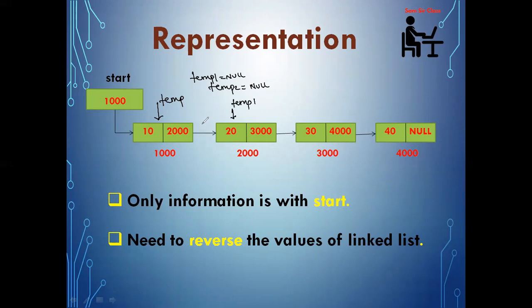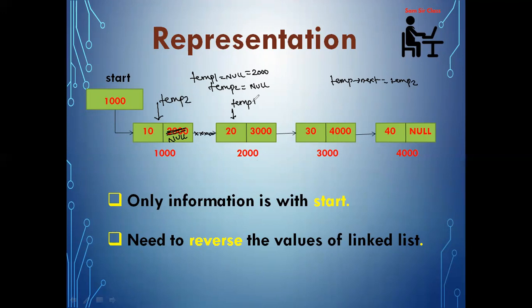Now temp next, meaning the first node's next part, will become null, because this will become the last node. And once this is the last node, I need to keep null here. So where is null present? Temp2 is now null, because temp1 is now 2000 and temp2 is still null. So I'll write temp of next equal to temp2. Temp2 is my null, so I'm keeping null here. So this link will be deleted. This is my temp2.